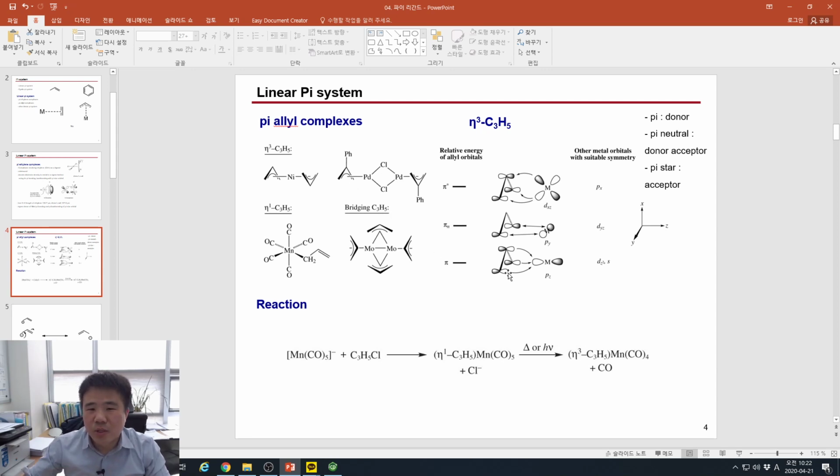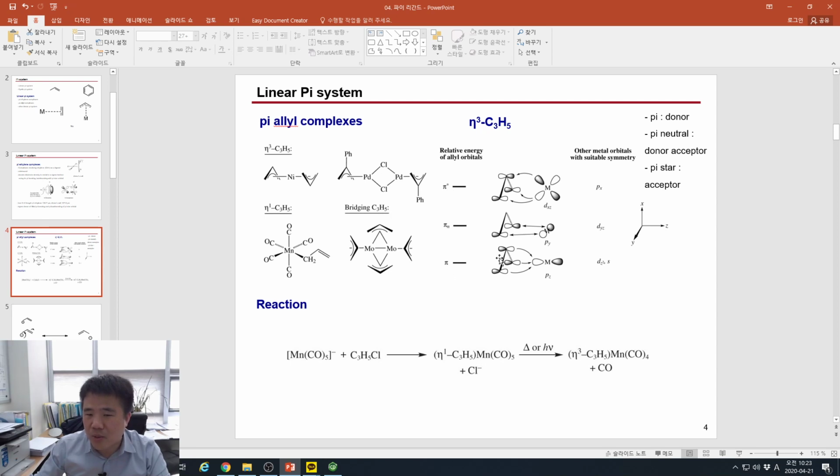So if you look at the molecular orbital of the allyl group, pi, pi nonbonding, and pi star. Please remember from organic chemistry, the aromatic system. When you think about an aromatic system, we draw molecular orbitals like that: pi, pi nonbonding, and pi star.